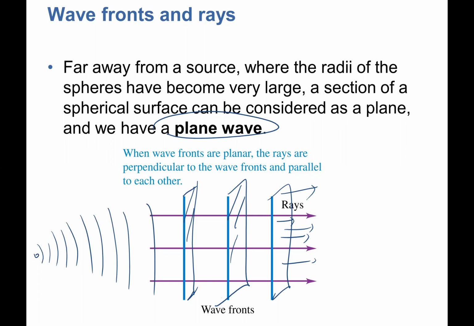This becomes useful when we're going to consider things like mirrors and lenses, because it's difficult to use a wave model of light to describe those phenomena. But using the ray model is very easy and straightforward.